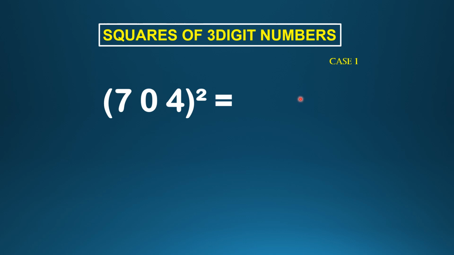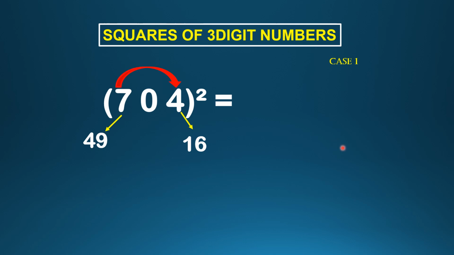Let's check with one more example. 704 square. Here also you can observe there is 0 in the middle of the 3-digit number. So first step, 7 sevens are 49. Go to 4. 4 fours are 16. One important thing when we are performing this trick: when we are finding the square of this number, it should be in 2 digits. If you are getting 4 as answer, write it as 04. 9 as answer, 09 we have to write.